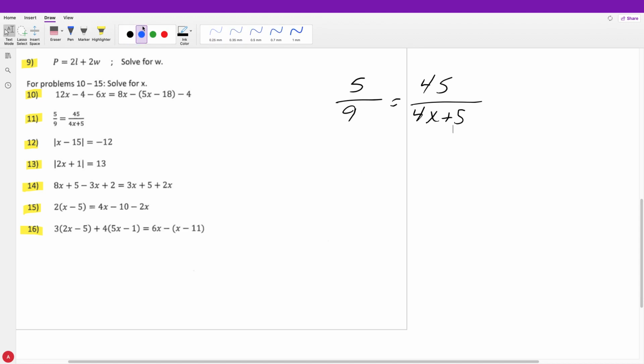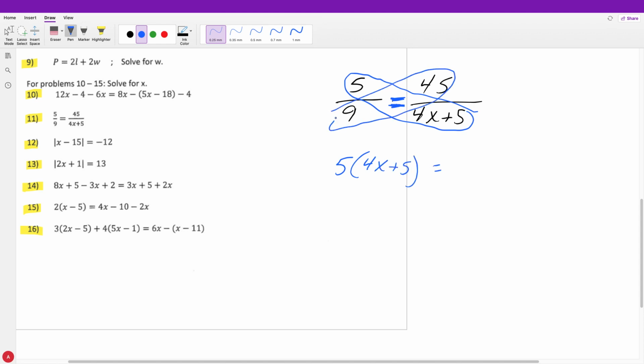But for now, I want you guys, when you see two fractions that are equal to each other, they're not being added, they're not being subtracted, they're equal, so they're proportional, we can solve through cross multiplying. So we will then multiply our numerator with the opposite denominator, so 4x plus 5, and then the other numerator with the other denominator, so 9 times 45.